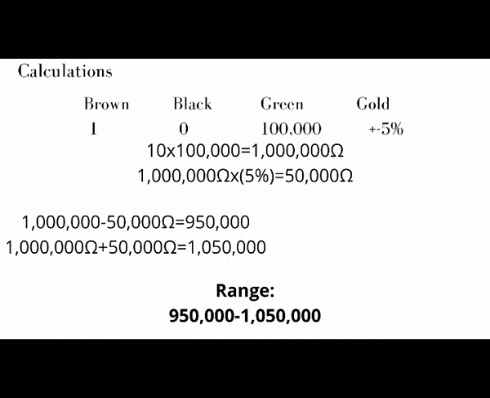The value of the tolerance is plus minus 5% because the color is gold. So 1 million times 5% will give us 50,000. So 1 million minus 50,000 will give us 950,000, while 1 million plus 50,000 will give us 1,050,000, which is why the range of values will be from 950,000 to 1,050,000.